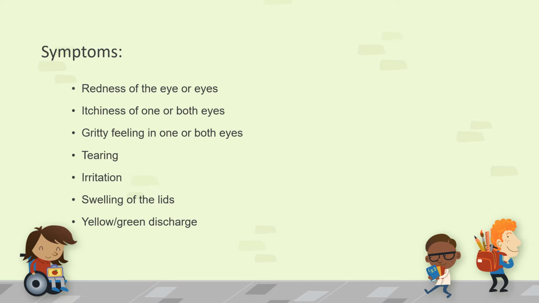Symptoms of conjunctivitis include redness of the eye or eyes, itchiness of one or both eyes, a gritty feeling in one or both eyes, tearing, irritation, swelling of the eyelids, or a yellow-green discharge from one or both eyes.